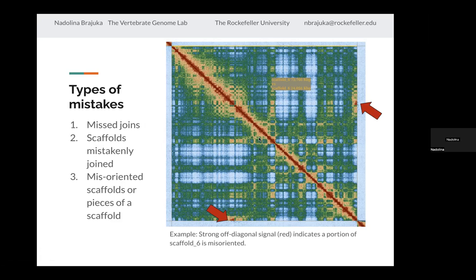So it might not be that the whole scaffold is misoriented, but just a portion of it, which is what you see in this image on the right here. And you can tell by this signal where the arrows are pointing. Basically, can you all see my mouse? Yes. So where my mouse is here shows that this signal indicates that this bit down here is interacting with this bit of the scaffold up here. And so that indicates that there's room to correct the orientation.